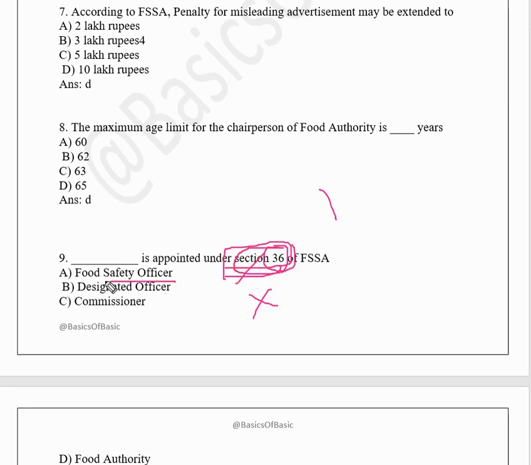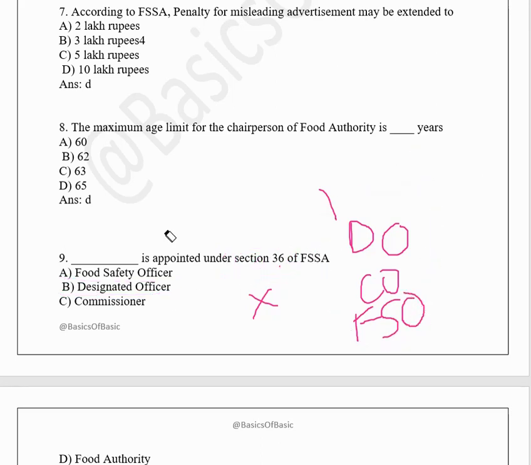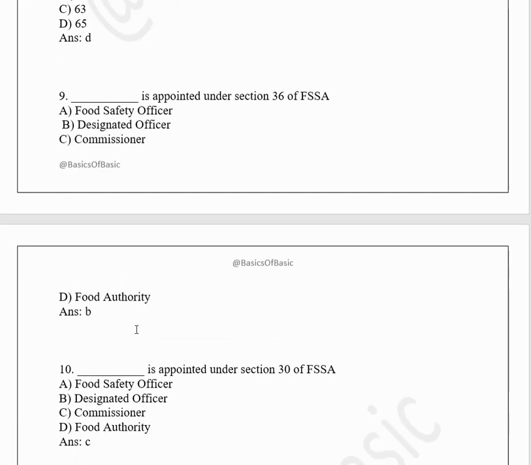So here the answer is designated officer. You need not remember everything. If you remember designated officer, commissioner, and food safety officer, these important designations, and the sections of these, it is more than enough. Usually the section numbers are not asked, but to be safe, it would be better, since the competition is high and the seats are very few, the cutoffs will be high. So it would not be recommended to leave even one question. So to be safe, you can remember that for designated officer, it is 36.